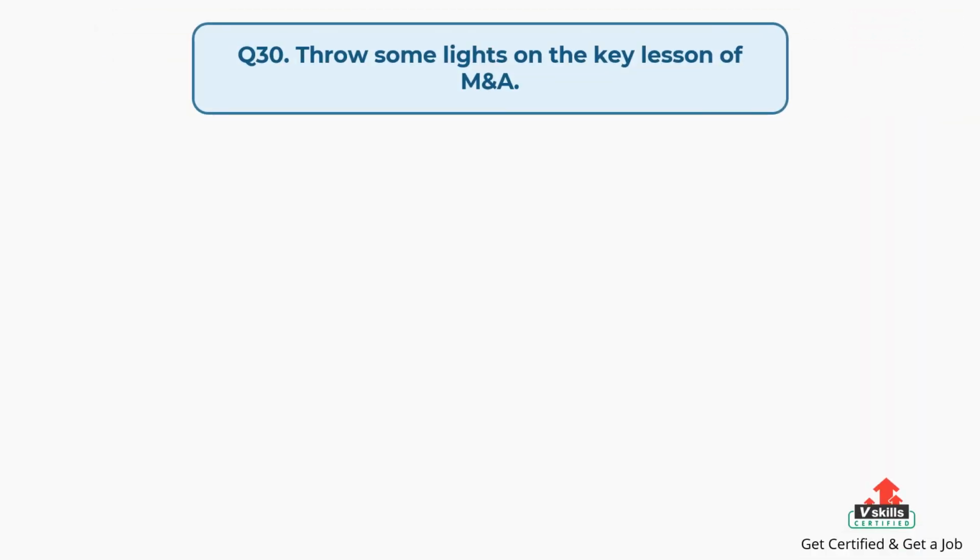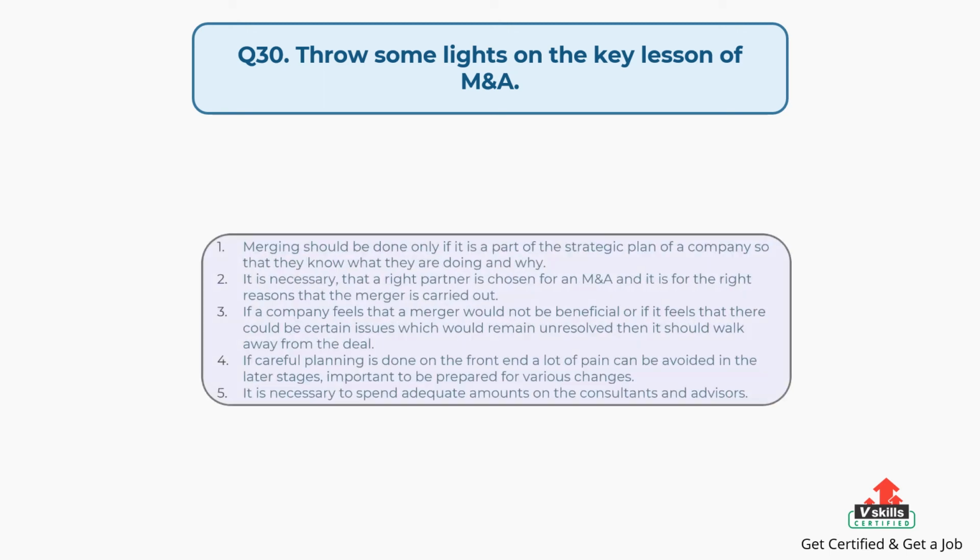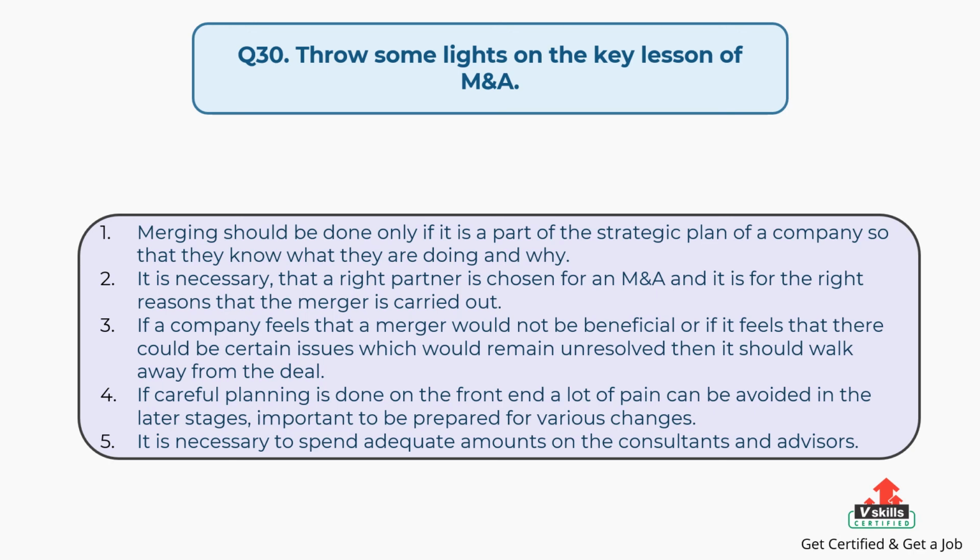Question number 30. Throw some light on the key lessons of M&A. The answer is, 1. Merging should be done only if it is a part of the strategic plan of a company so that they know what they are doing and why. 2. It is necessary that a right partner is chosen for an M&A and it is for the right reasons that the merger is carried out.